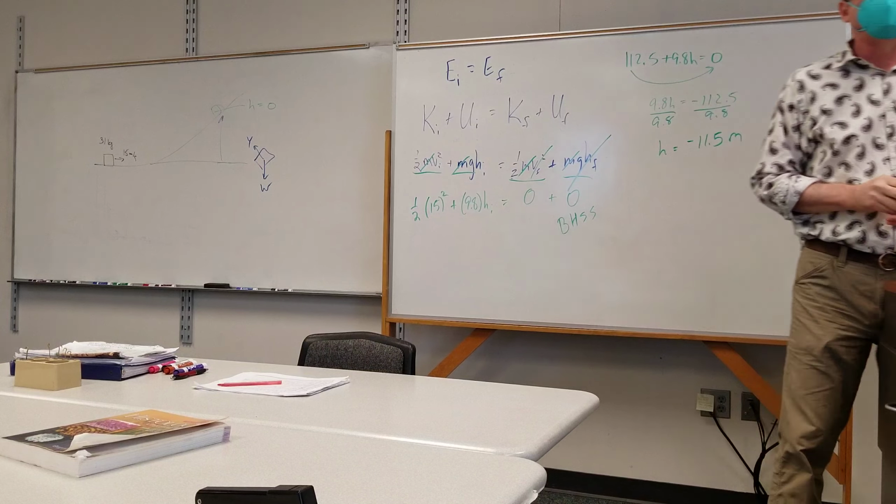If I'd gotten a positive number here, that would have been above it, so negative h is below it, which makes sense, because that's where we started. So this is h is equal to negative 11.5 meters. This is 0 meters. So the answer to the question of how far up the hill it goes would be 11.5 meters.